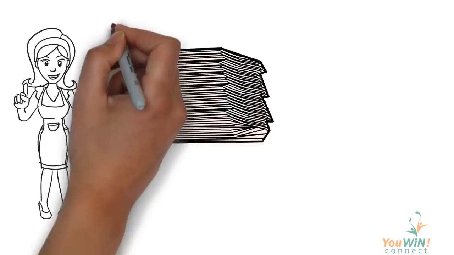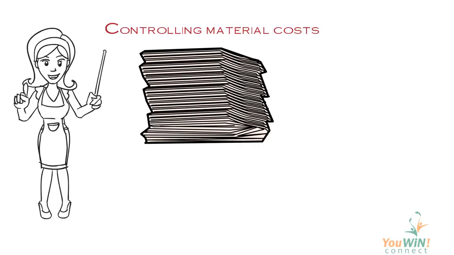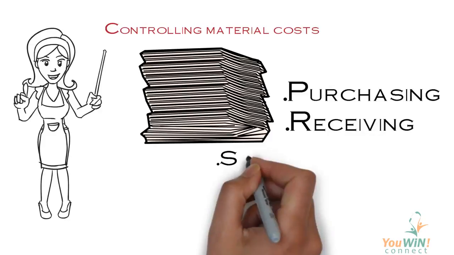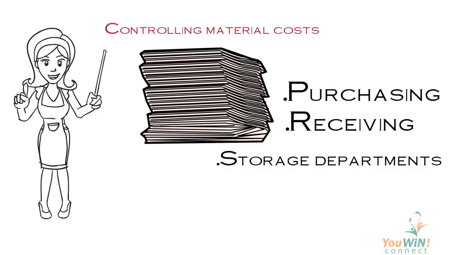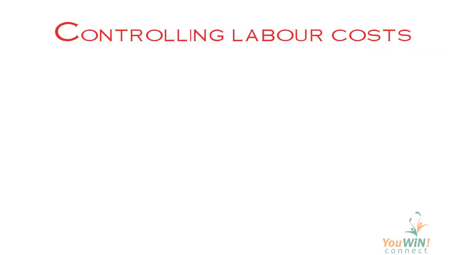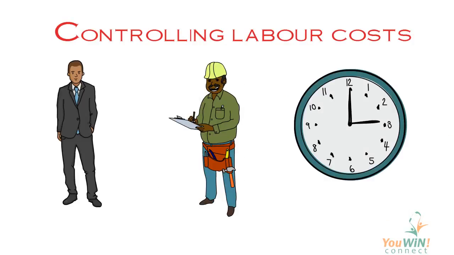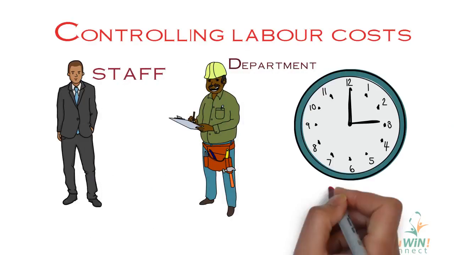In order to control material cost, 3 departments are very crucial: purchasing, receiving, and storage departments. These are key cost centers you need to identify in order to control material cost. We next look at controlling labor cost. The cost centers with regard to labor cost are staff, department, and time. Depending on the type of business you run, you will be able to control your labor cost by looking at the staff, department, and time.